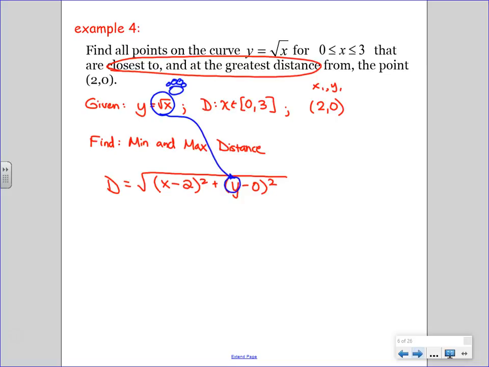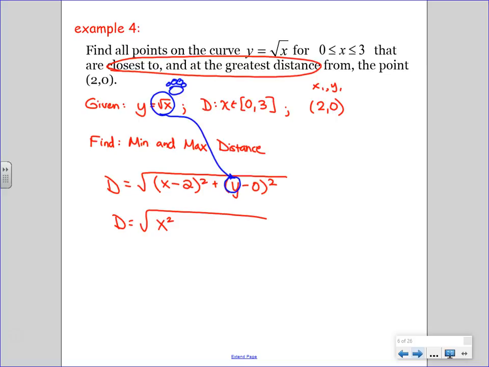So let's get rid of that y. It's in our way, and we have something that can substitute for y. So we're going to end up with d is equal to the square root of, well, let's FOIL him out. Because if we have to take a derivative, we don't want to leave it looking like that, do we?